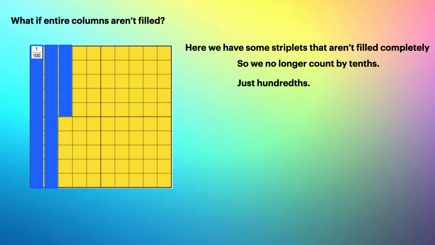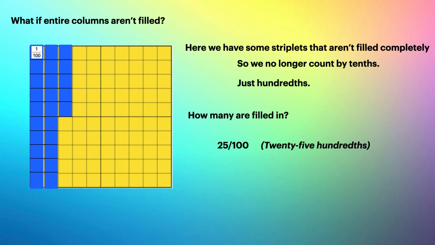How many hundredths do you see? Let's see, how many have we got? I see 10, 20, 5. How many are filled in? 25 hundredths. Or if we wrote that as a decimal, 0.25. Or we would read that 25 hundredths.